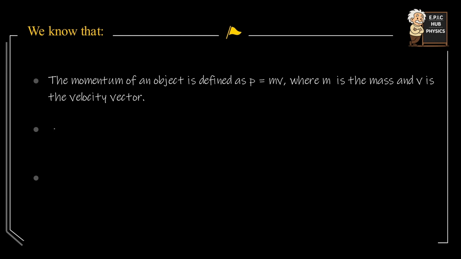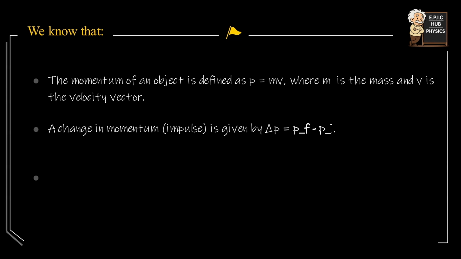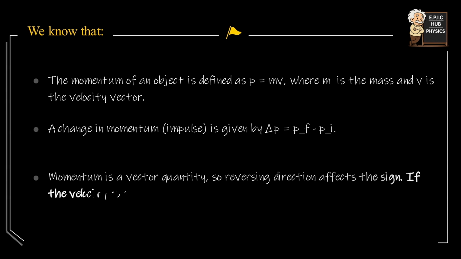We also know that the change in momentum, sometimes called impulse, is given by delta p equals p final minus p initial. In other words, we take the final momentum of the object and subtract the initial momentum to find the impulse. Another important point is that momentum is a vector quantity. Because of this, reversing direction changes the sign of the velocity, and therefore the sign of the momentum.